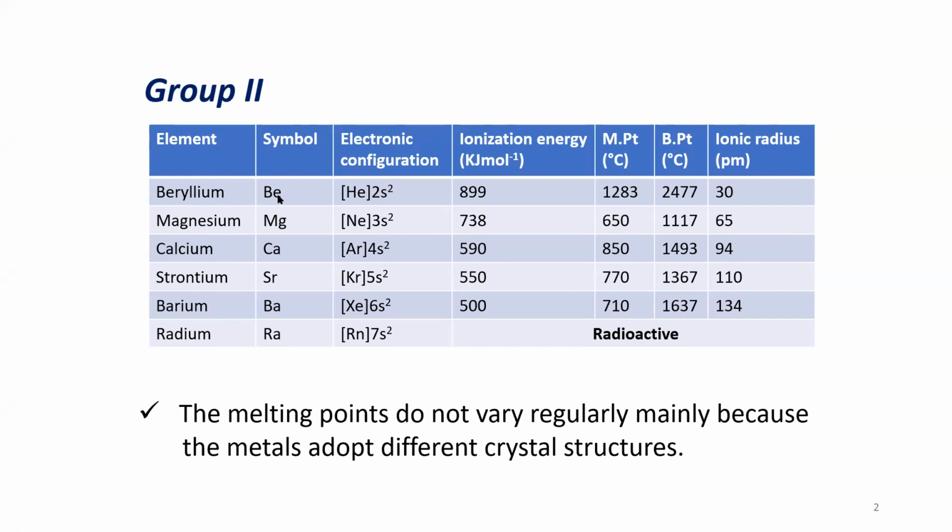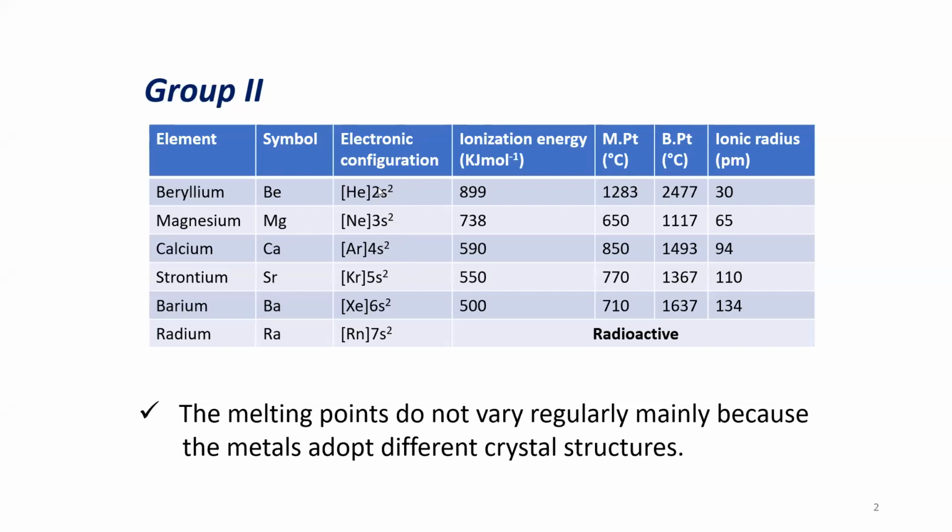Okay. So for the electronic configuration, of course, we know the symbol. We have to note the symbol. Then the electronic configuration. We have beryllium, magnesium, calcium, strontium, barium, and radium. Just like our group 1 elements, which have 1 electron in their valence orbital, the group 2 elements have 2 electrons in their valence shell.